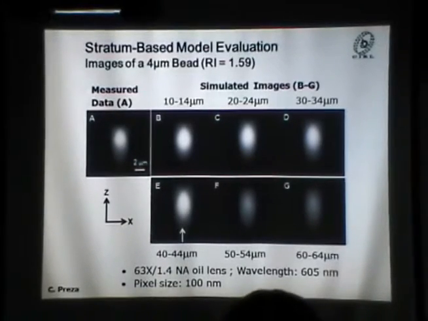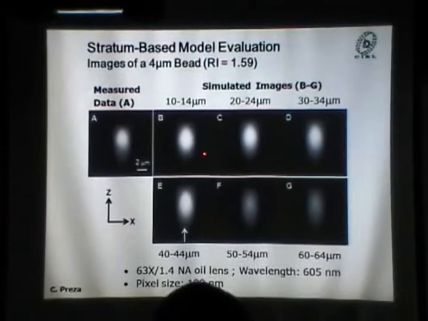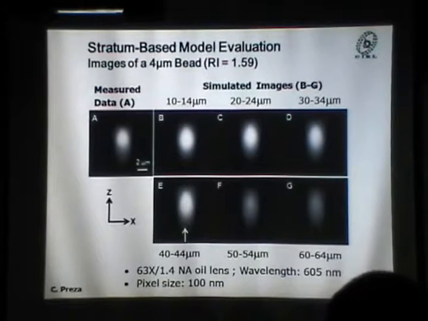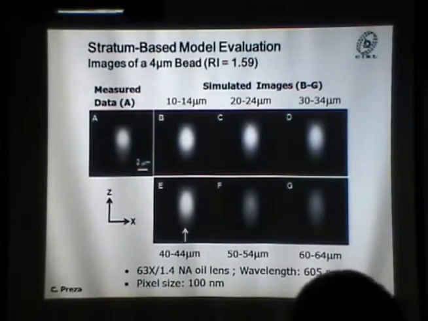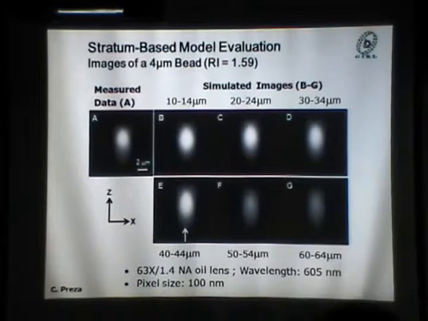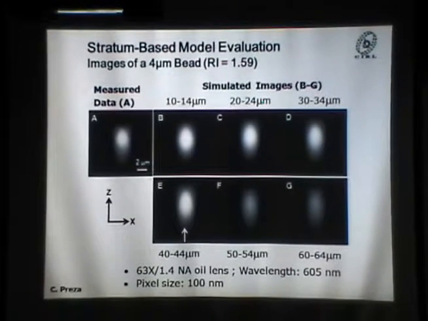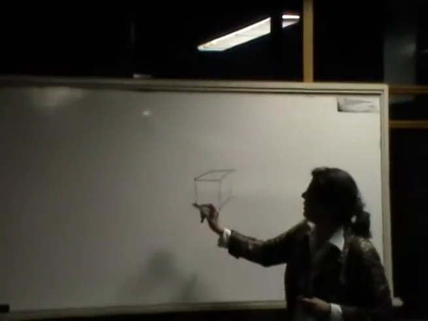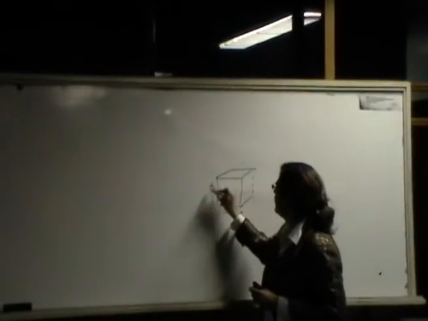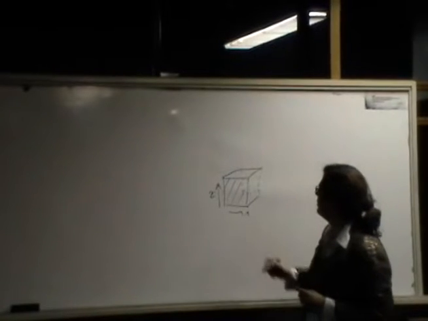So here are some simulated images. B, C, and D are simulated images. Remember what I mentioned last time, we're looking at 3D images, but I'm showing you sections of these images, right? And so these are in the X, Z, so I'm not a very good cartoonist, but here we go. You have your volume, and this is X and Z, so we're looking at the side view, right?